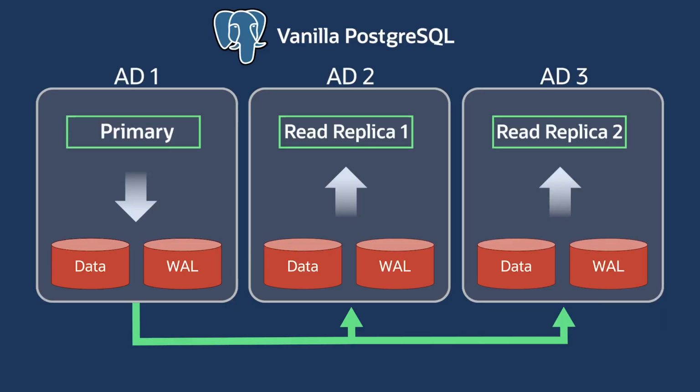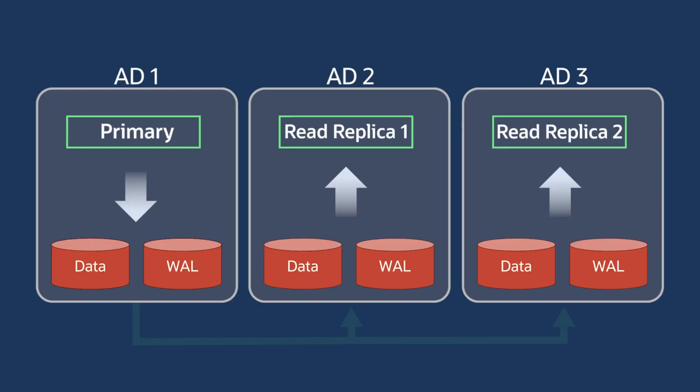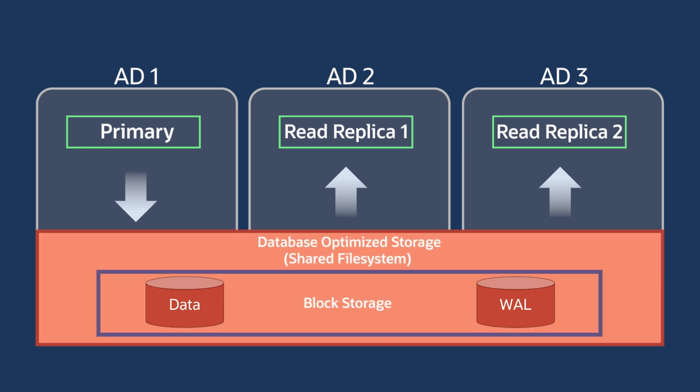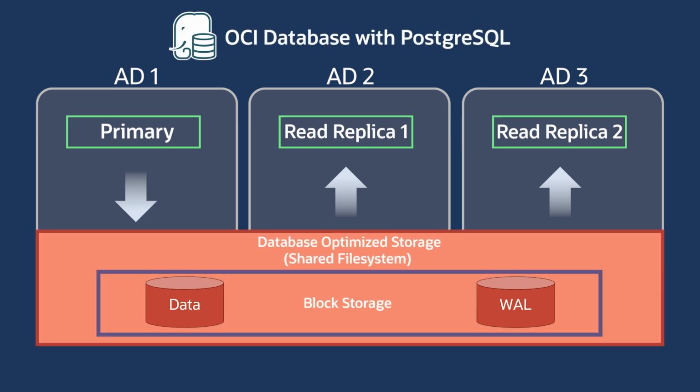OCI Database with Postgres pushes the problem of replication and durability to a new database-optimized storage layer, which was purpose-built for high availability and high performance. It is a replicated shared storage system that allows a single primary and multiple read replicas to share both the WAL and data. Because it uses quorum-based replication across multiple availability domains, it can survive the loss of an entire AD without any data loss.